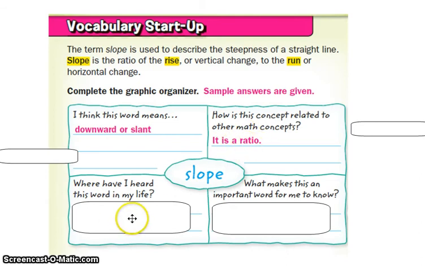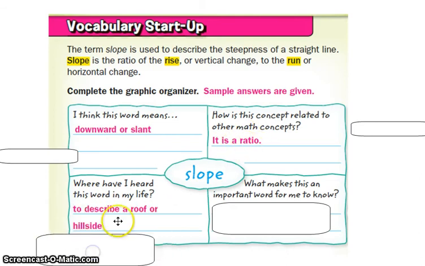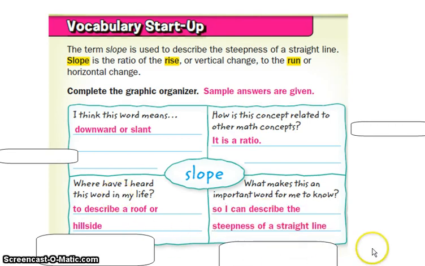Where have I heard this word in my life? Well, a lot of times it's used to describe a roof or a hill, or like if you're skiing on a ski slope. Okay? And what makes this an important word for me to know? So I can describe the steepness of a straight line. Again, it's going to give us a numerical value for the steepness of a line. Okay, and so now instead of just saying it's really steep or not as steep, we have an actual numerical value.